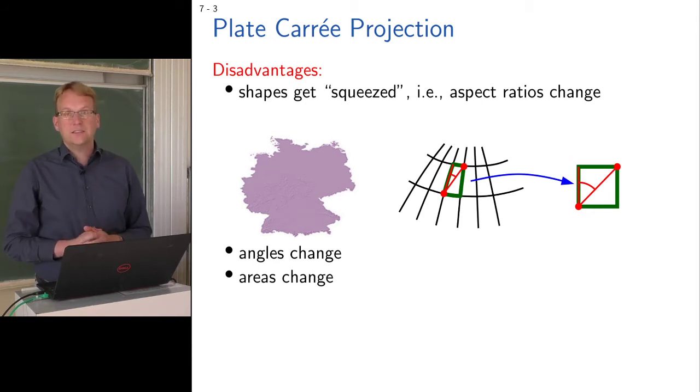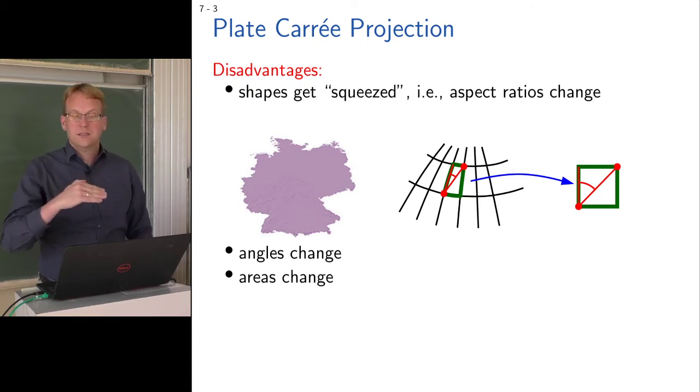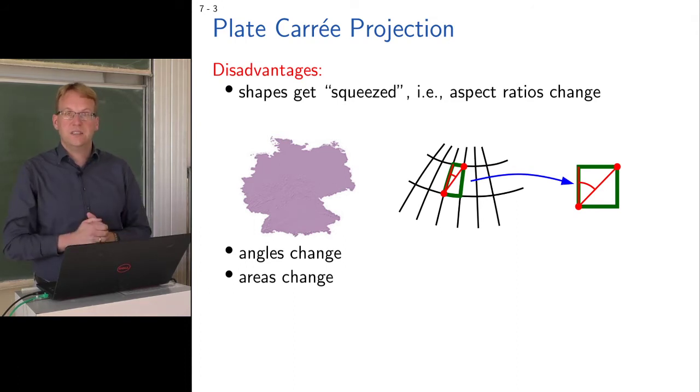And also the areas change. That is, of course, also a consequence of this distortion happening here. So here we have a rather small surface element projected into a square, but further south we have maybe a larger surface element projected into a square of the same size. And that means, of course, that the relations between the sizes of areas are not preserved. That is meant here with area distortion.